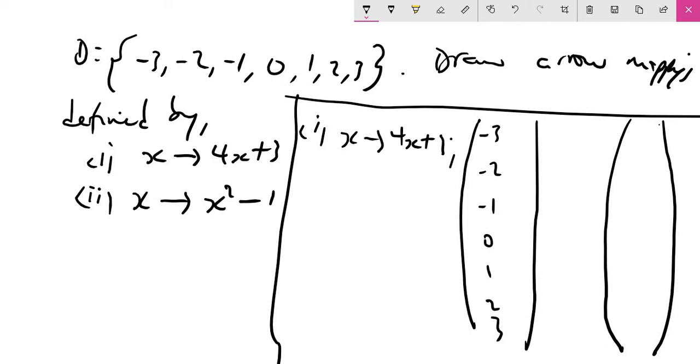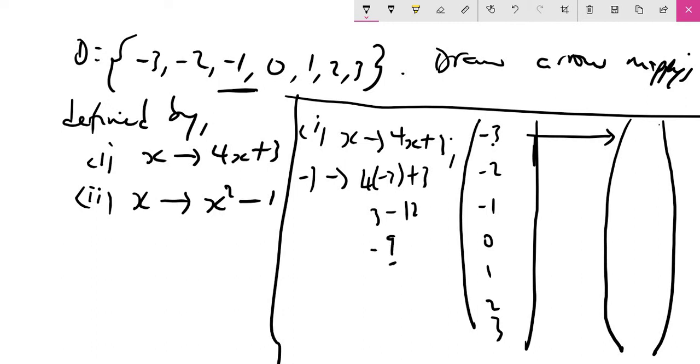Okay, so how do we now complete this side? Of course, they've given us the domain, which we've written here. So we replace each of them by x and find out what they will map to. So for minus 3, x is minus 3. So minus 3 maps to 4 times minus 3 plus 3, right? This is minus 12 plus 3, and this is minus 9. So this maps to minus 9.